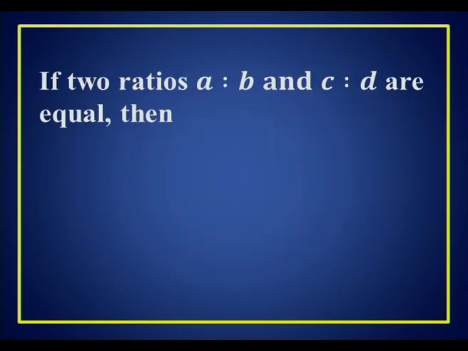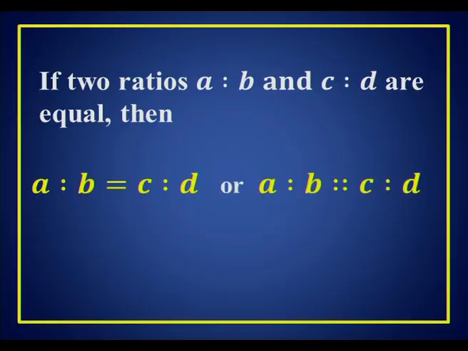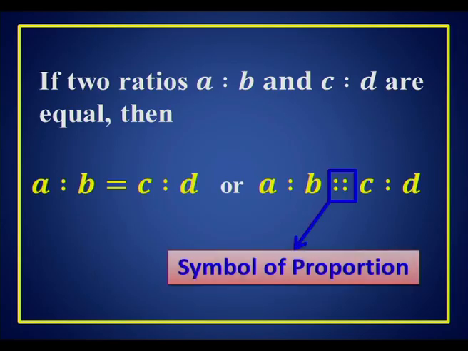Let us consider the ratios A is to B and C is to D which are equal. That is, A is to B equal to C is to D. The same thing we can write as shown. So, here the four dots, or I can say two colon symbols, represents the symbol of proportion.